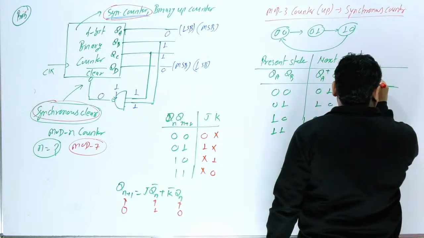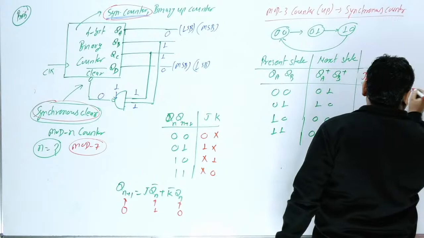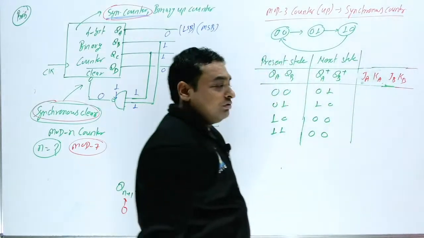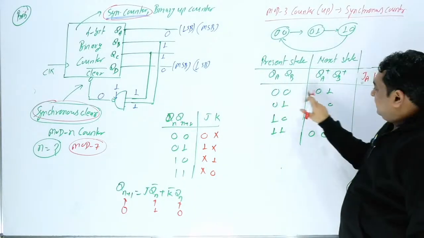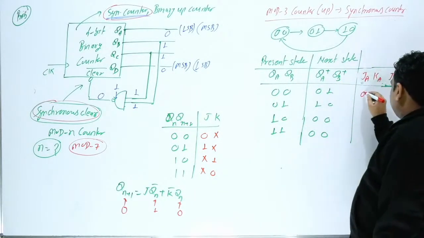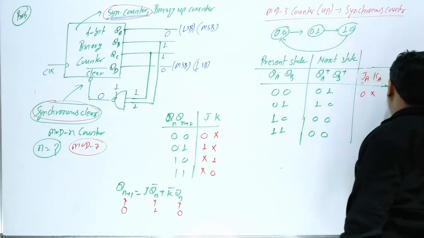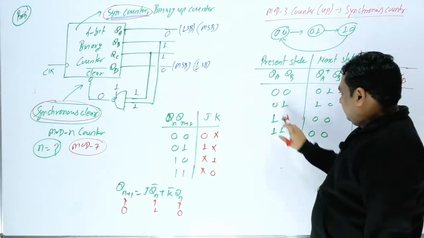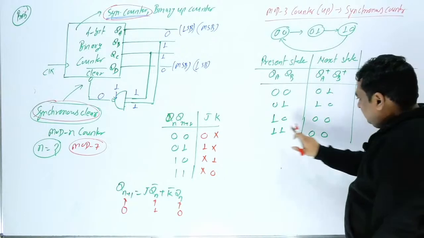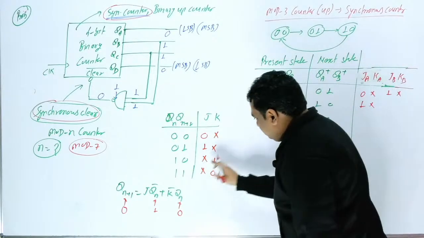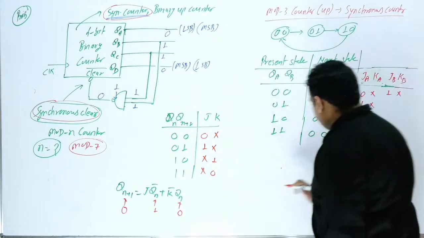So I can design with JK flip flops. First this is JA, KA, JB, and KB. You have to find out these JK values. For A, for 00: present state is 0, next state is 0, so 0x. Then for 01, A goes 0 to 1, so 1x. Then for 01 again, 1x. Then for 10, x1, then x1. Then 10 again, x1.